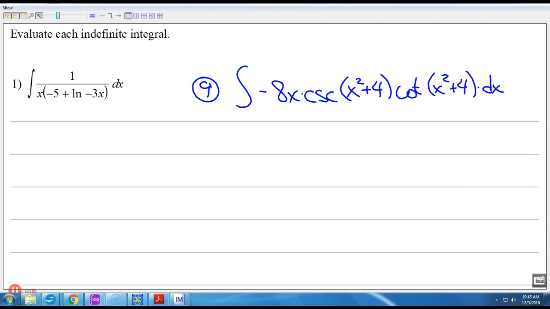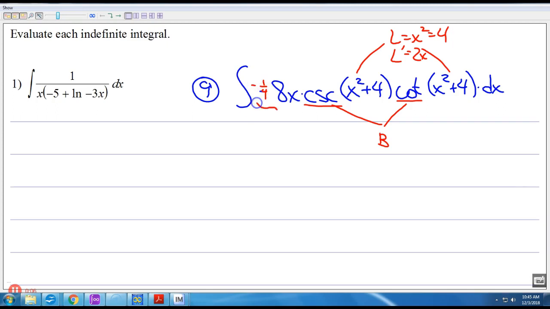So this is similar to that first one we did. Your big guy is going to be the cosecant cotangent. Your little guy is the x squared plus 4. It's just written in 2 spots. And the little guy prime is 2x. So I need this out here to be a 2x. So what do I multiply negative 8x by to turn it into 2x? Negative 1/4, right?